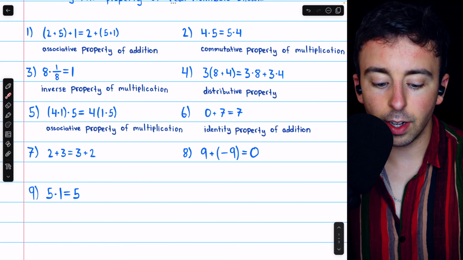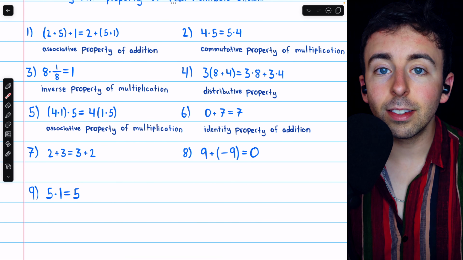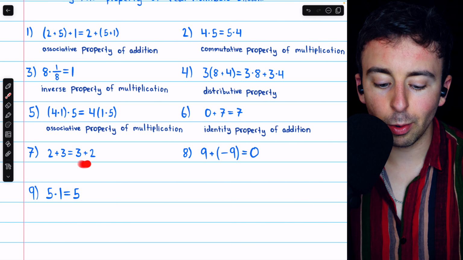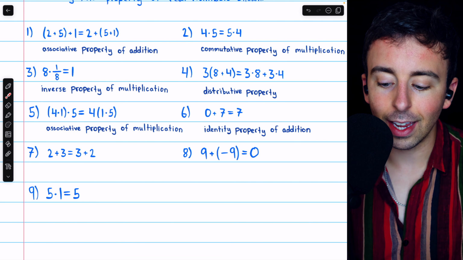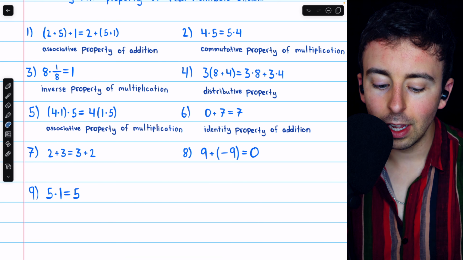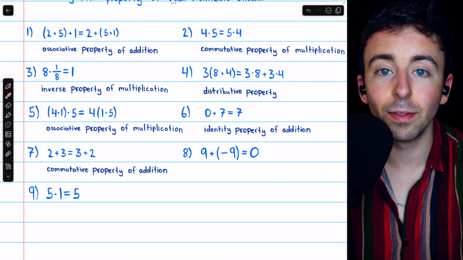In equation 7, we see that 2 plus 3 equals 3 plus 2. This says the order of addition doesn't matter. We can swap the 2 and the 3. Either way, we're going to get 5. This should look a lot like number 2 up here, where we saw the order of multiplication doesn't matter. So, no surprise, this is the commutative property of addition.